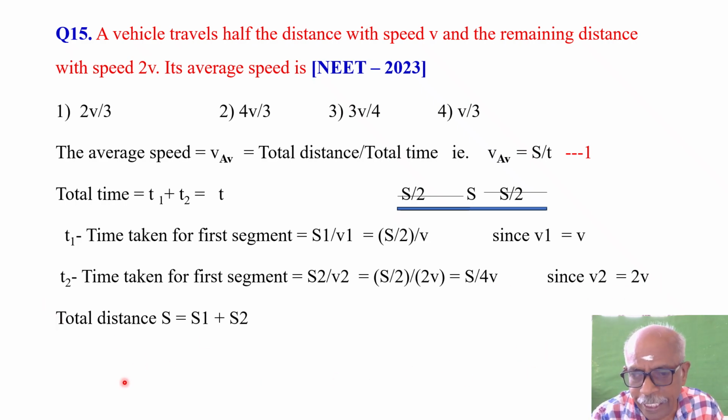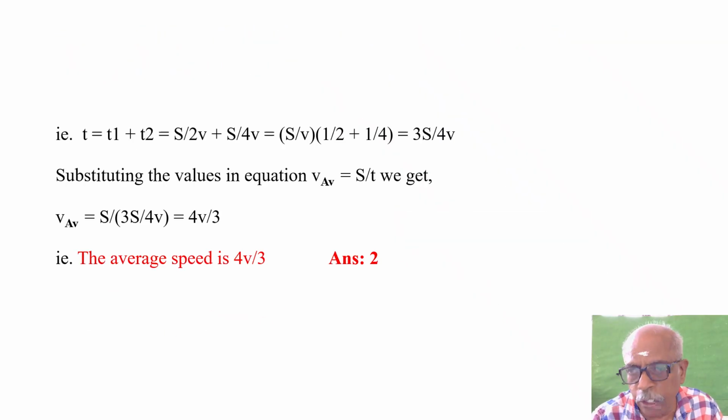So the total distance S is equal to S1 plus S2, as shown in the figure. What is total time? T is equal to T1 plus T2. What is the value of T1? S by 2V. What is the value of T2? S by 4V. So I can proceed as follows.